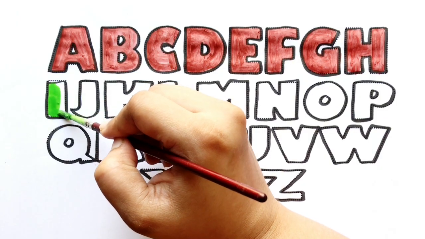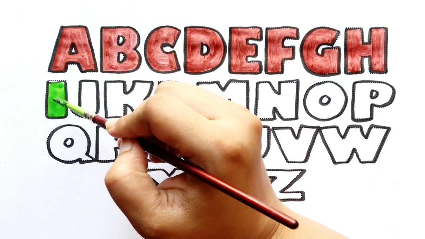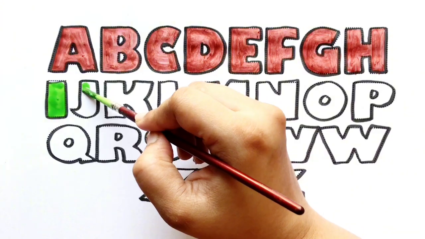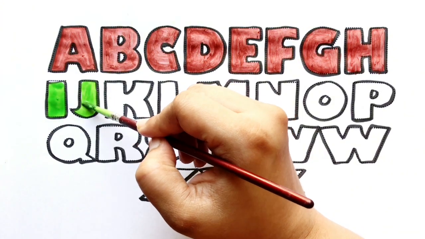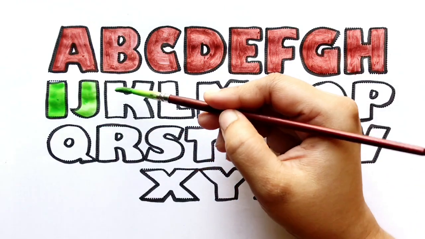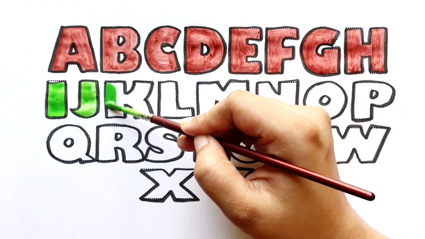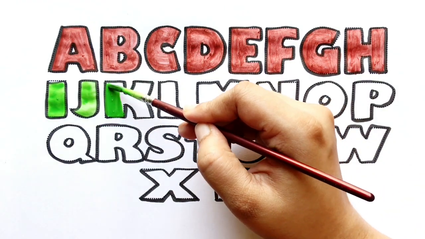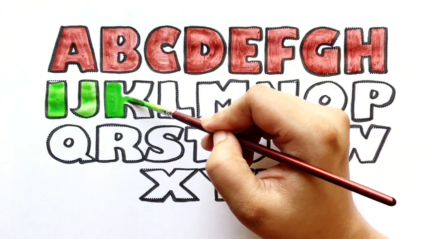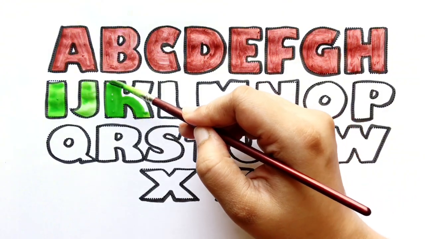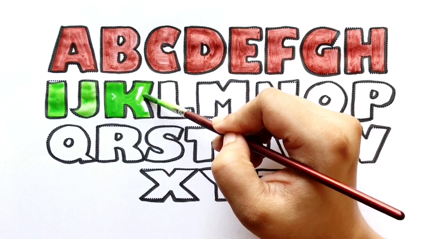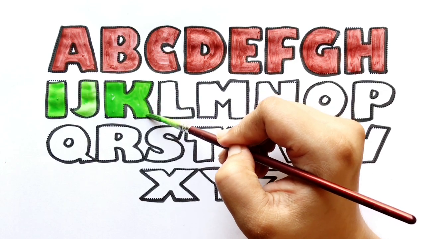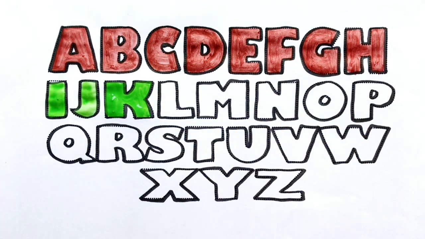Light green color. I for ice cream. F G J for jelly. K L M N O P Q R S T U K for kite. W X Y and Z. Now I know my ABCs. Next time won't you sing with me?